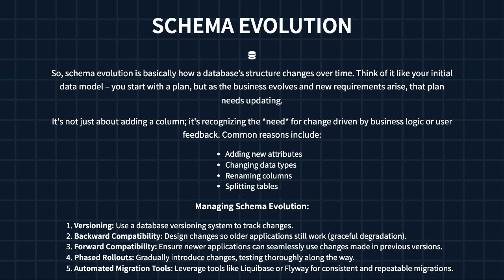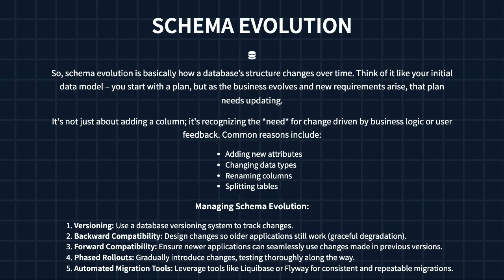Schema evolution isn't just about adding a column, it's recognizing that you need to adjust the structure to keep up. You might add attributes, change data types, rename columns, or even split tables. It's important to manage this process carefully. Versioning your database changes is a good start, and ensuring backward compatibility, meaning older apps still work with new schemas, is crucial. Then you can think about forward compatibility too, so new apps can easily use the updated structure.